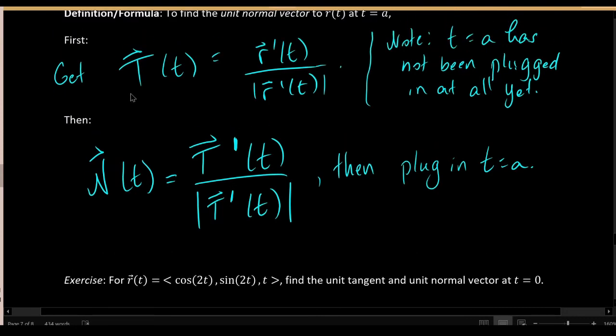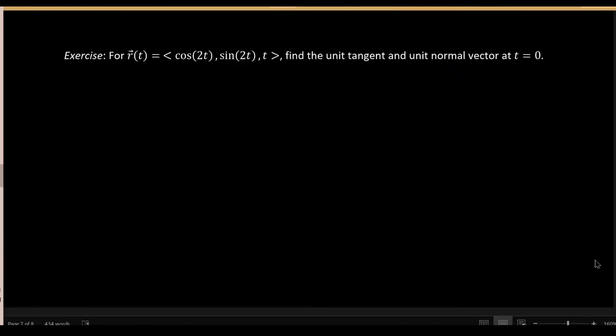Unit tangent vector: take the derivative of position, divide by length. Unit normal vector: take the derivative of the unit tangent vector and divide by length. For r of t equals cosine 2t, sine 2t, and t, let's find the unit tangent and the unit normal vector at t equals 0.